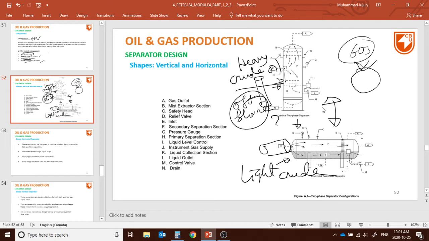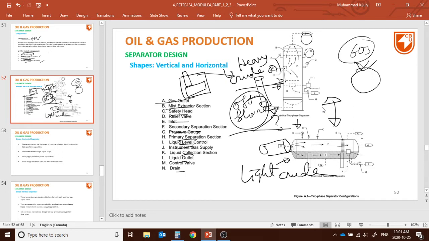Why? Anyone? Because in the offshore operation we have a space constraint, right? So if we choose vertical, it takes less area than the horizontal, right? So that's why we choose the vertical design. Okay, so these are the inlets we have for the vertical and horizontal separator. Remember all this is important.